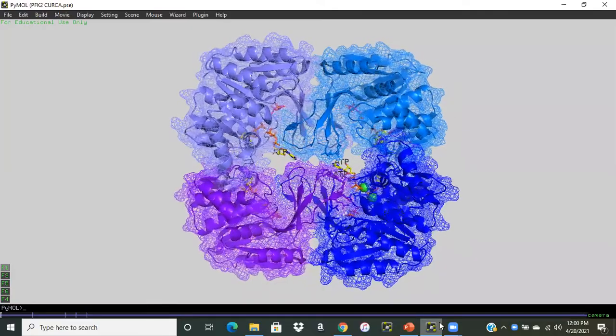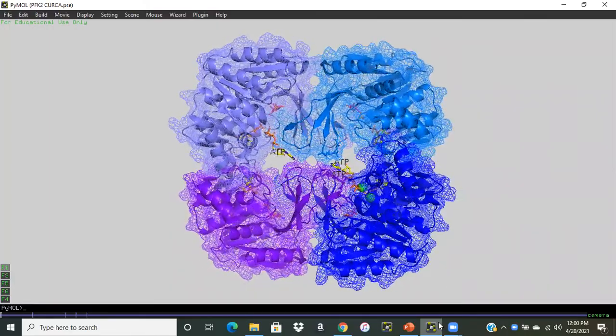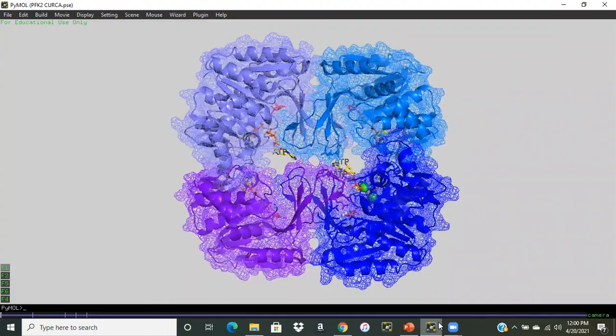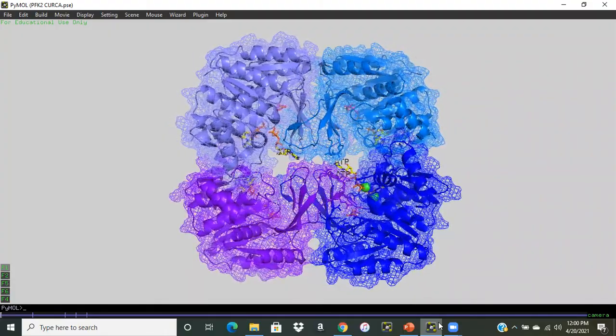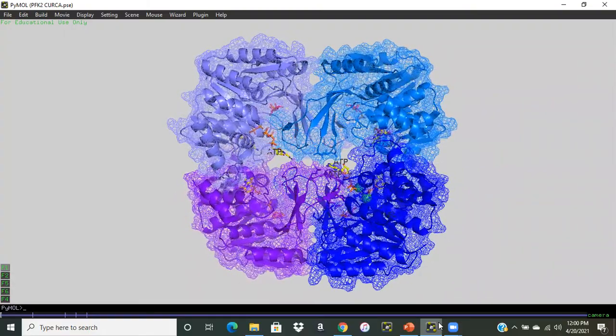This is the enzyme phosphofructokinase. It is involved in the third step of glycolysis and aids in the irreversible reaction of converting fructose 6-phosphate, also known as F6P, into fructose 1,6-bisphosphate.